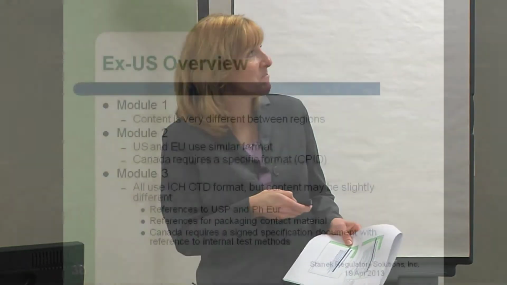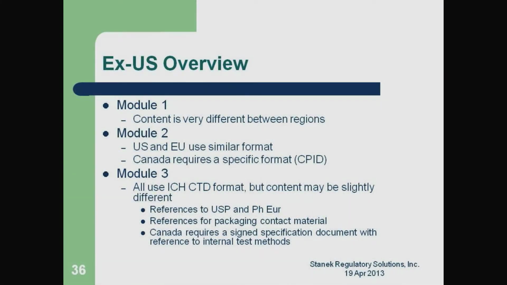So really briefly, everyone's really tired. Ex-US, Module 1s by definition are very different across the regions. The Module 1 is not defined in ICH. They say this is where you put your regional stuff. Module 2 are very similar. Canada has a specific format that they like. It's on their website. This is really their quality controlling document.